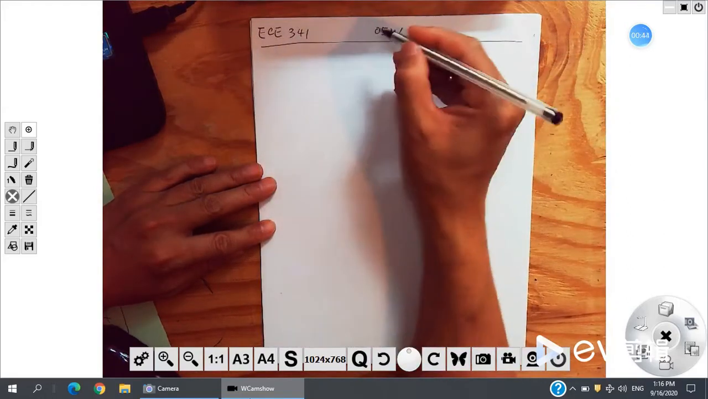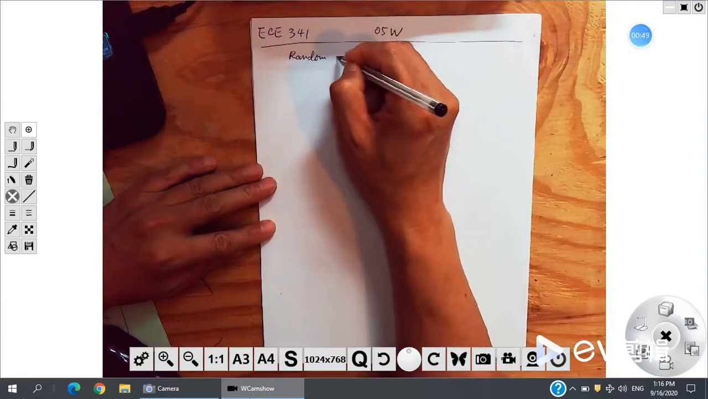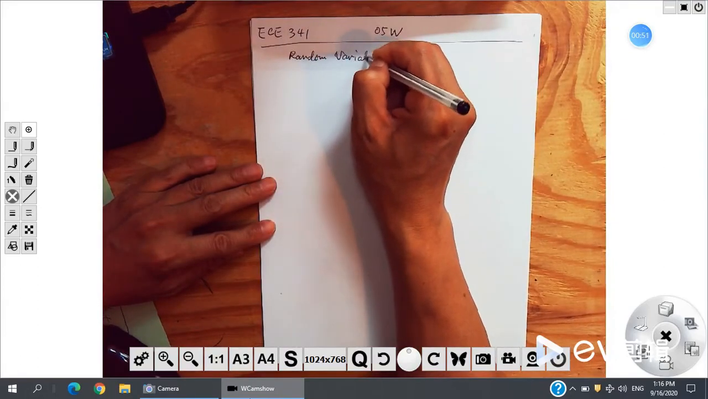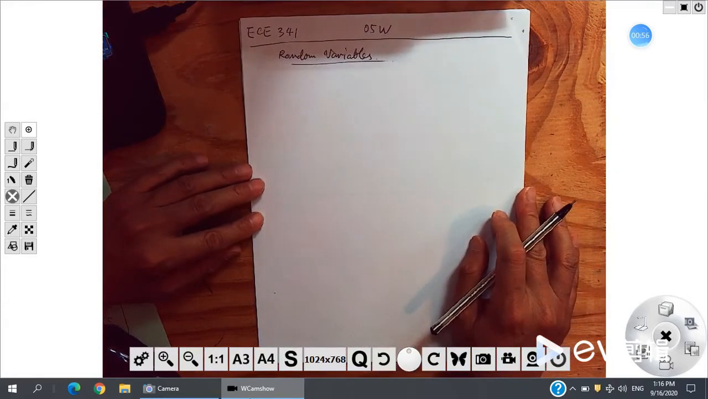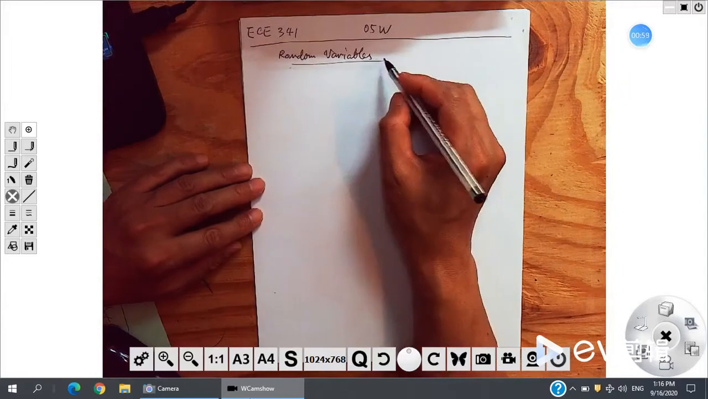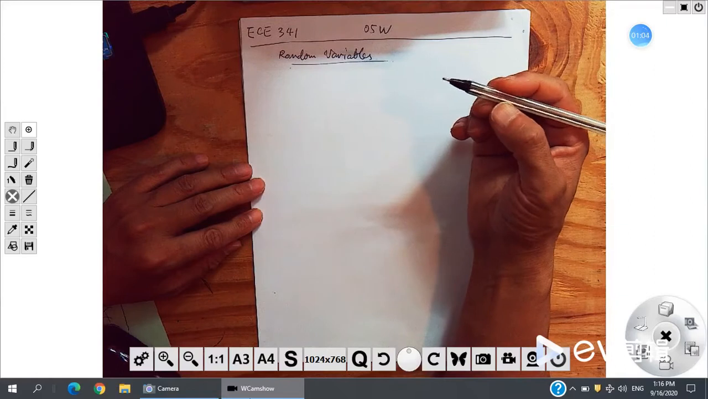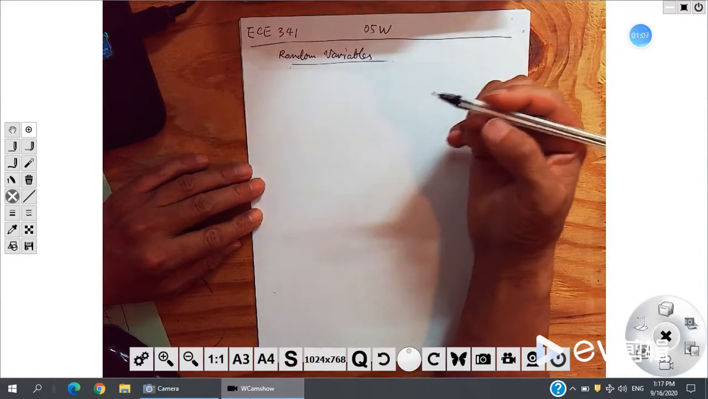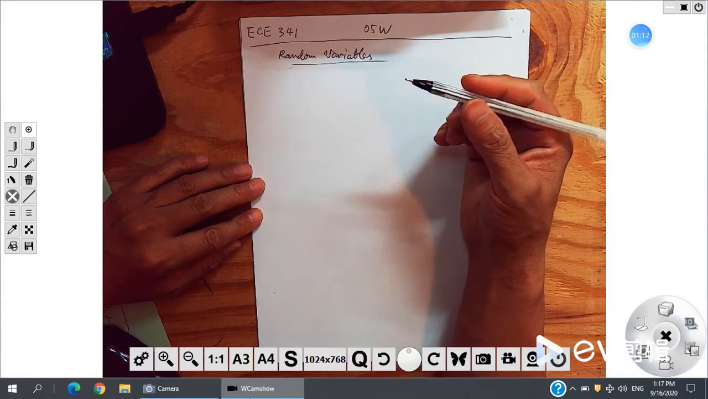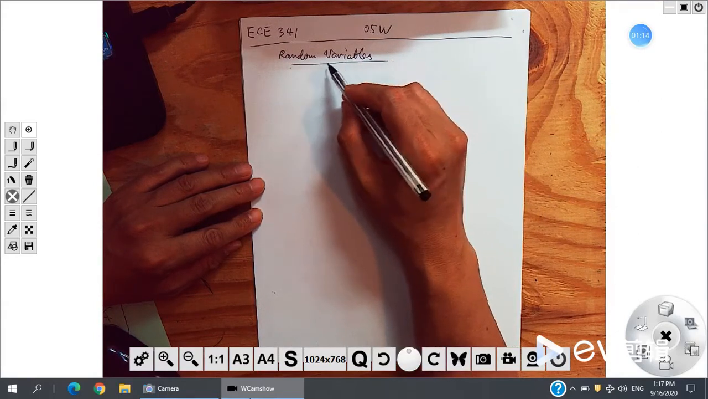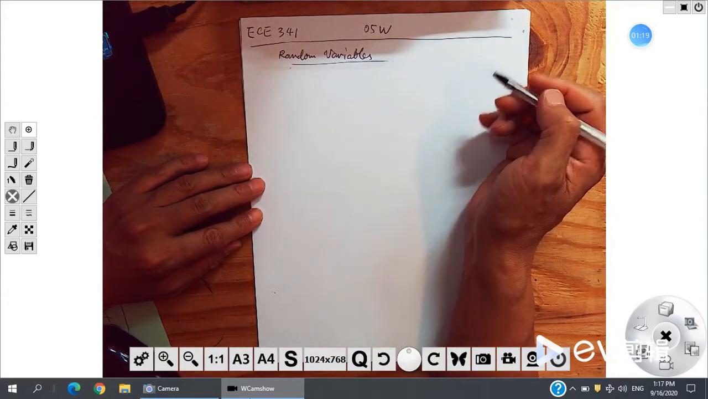Okay, we keep working on the random variables. So last time we introduced the concept of a random variable. It is a variable related with a random experiment, and for different results or different events of the random experiment, we can have different values of that random variable, right?